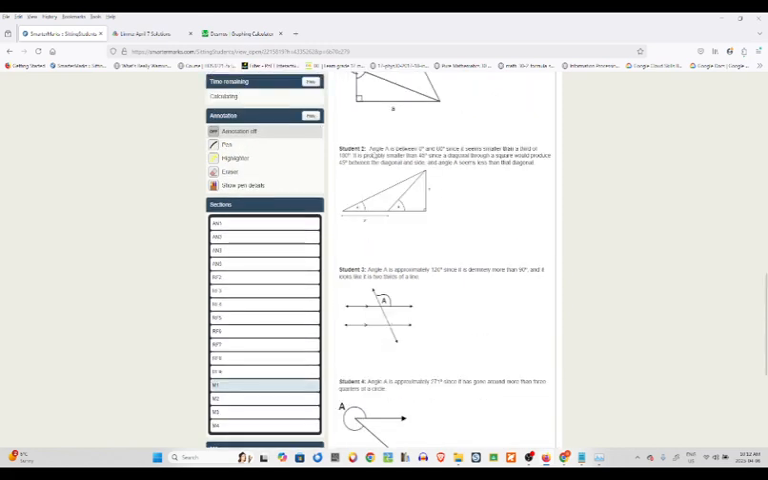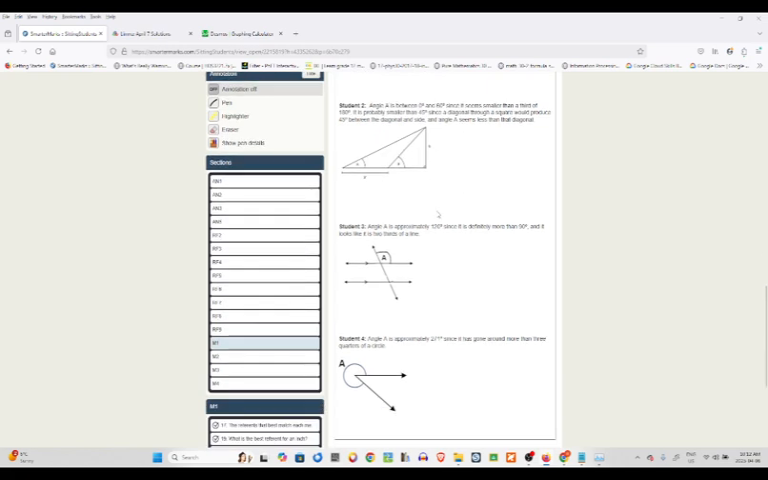Student 2: angle A is between 0 and 60, since it's smaller than a third of 180. Probably smaller than 45, since a diagonal through a square would produce a 45, and it seems less than a diagonal. Okay, so this one seems reasonable, but less reasonable than 1. So right now, I would go with student 2.